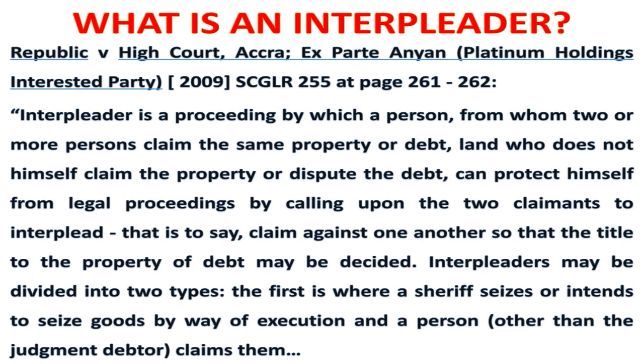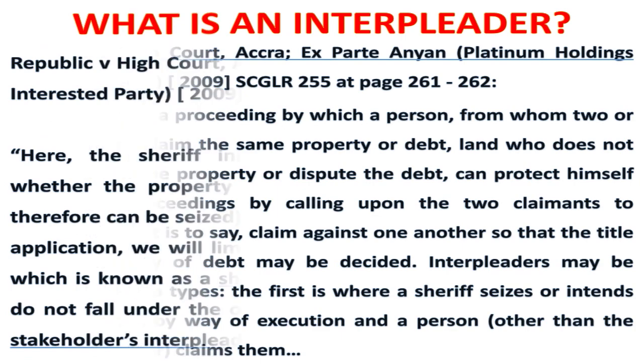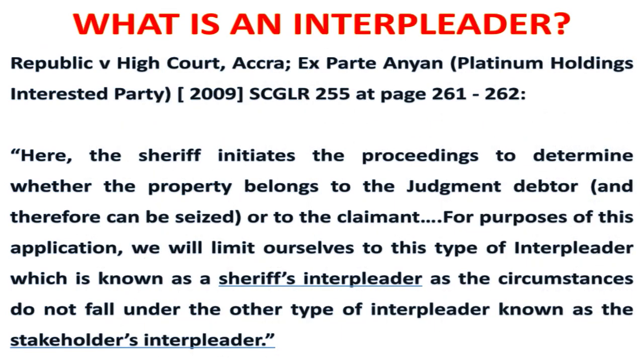Interpleaders may be divided into two types. The first is where a sheriff seizes or intends to seize goods by way of execution, and the person other than the judgment debtor claims them. Here, the sheriff initiates the proceedings to determine whether the property belongs to the judgment debtor and therefore can be seized or to the claimant. For purposes of this application, we will limit ourselves to this type of interpleader, which is known as a sheriff's interpleader, as the circumstances do not fall under the other type of interpleader known as a stakeholder's interpleader.